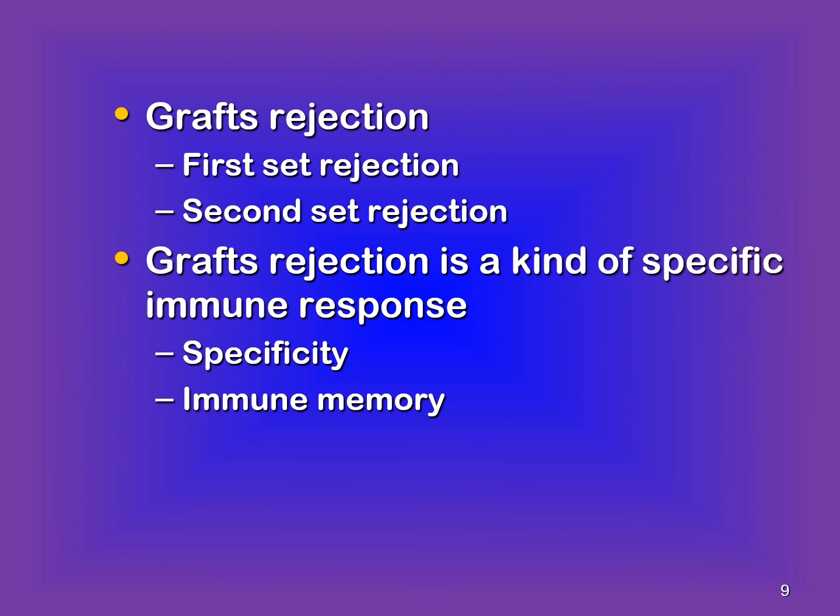Talking about the rejection of a graft, also known as graft rejection, there can be a first set of rejection followed by a second set of rejection. Graft rejection is a kind of specific immune response, and it requires specificity and immune memory. These are a few of the requirements for the process.